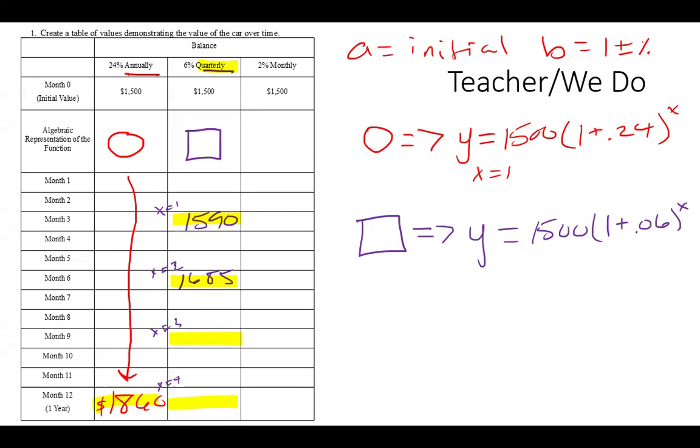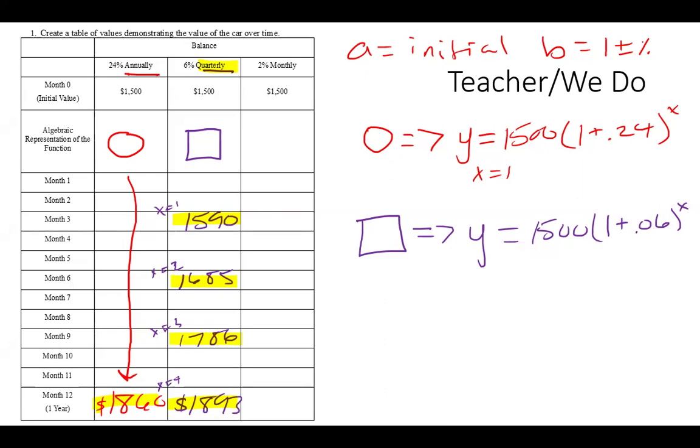1,685. Okay. After 9 months, which is when x equals 3, how much is it? 1,786. And finally, after a year, how much is my computer now worth? 1,893. I don't know how you got to 3,000, but no.